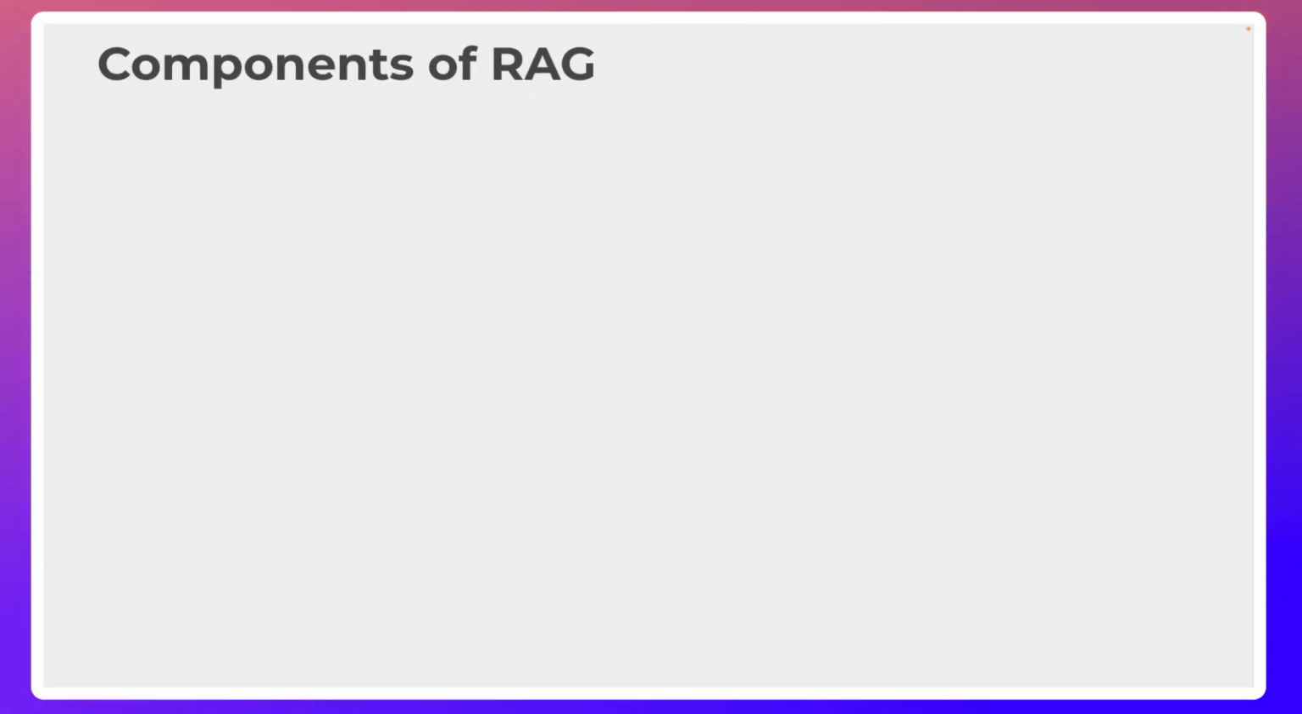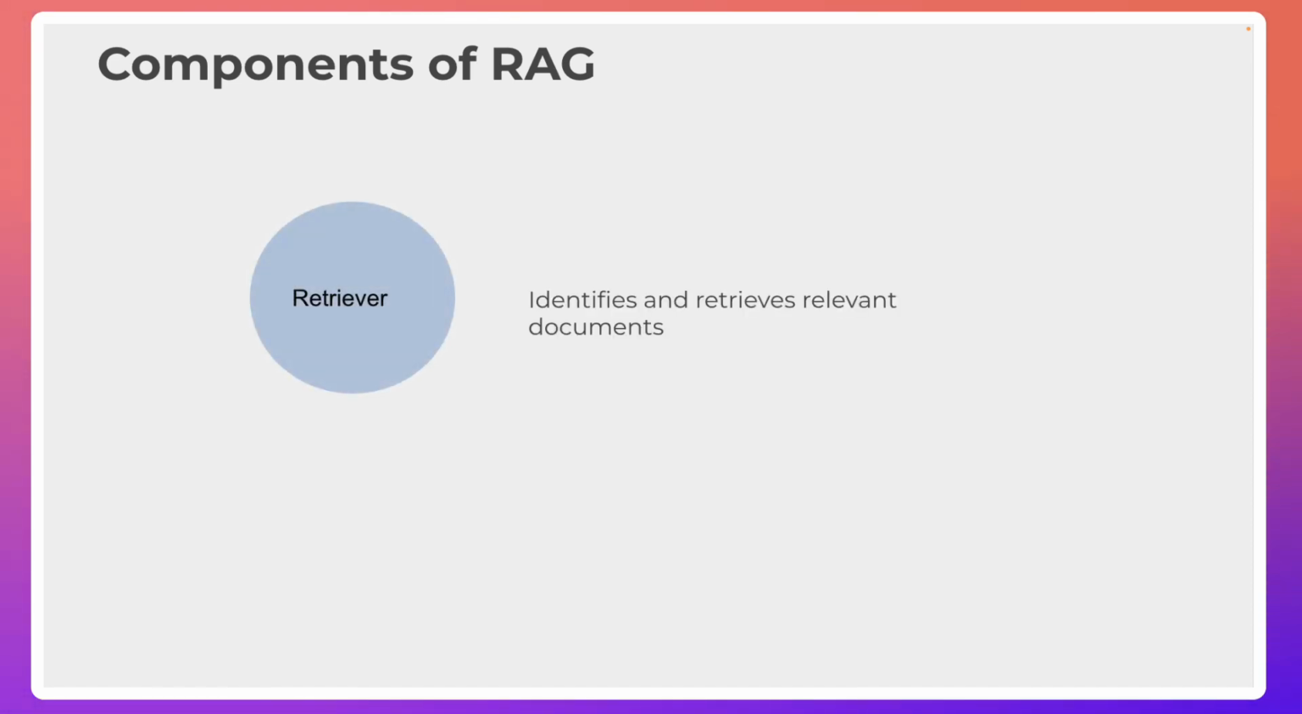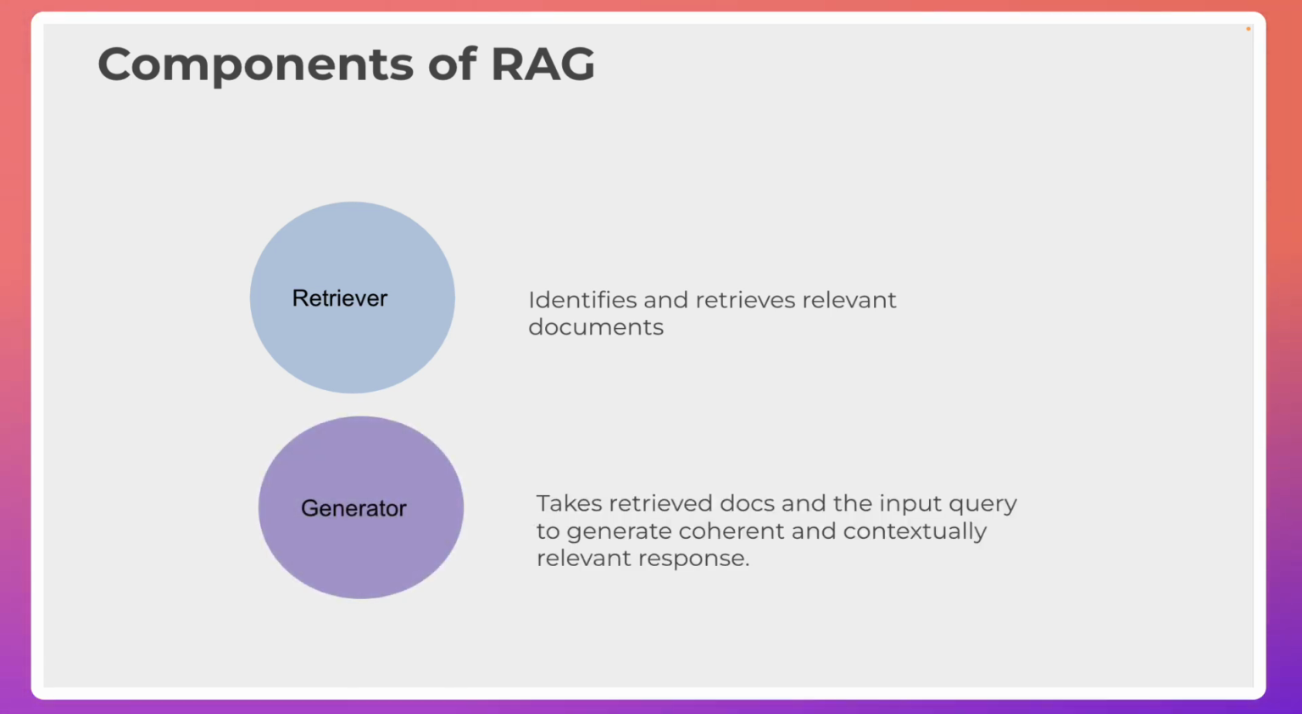So RAG has two main components. The first is the retriever; what it does is identify and retrieve relevant documents. And then we have the generator, which takes the retrieved documents and the input query to generate coherent and contextually relevant responses. That is the whole idea, to get coherent and contextually relevant responses. These are the main components of RAG.